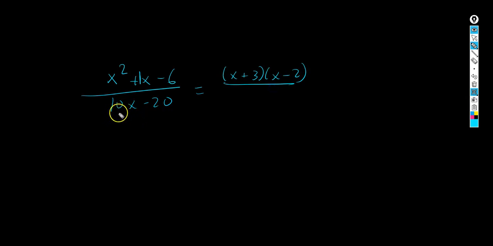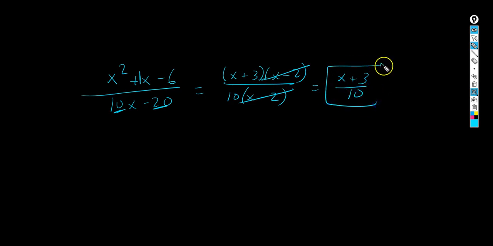And here I can see that these have a 10 in common. So I'll factor it out. And now that I have a product in numerator and denominator, I can make that cancellation. And now there's nothing more to be done. That is the lowest form. Okay. Let's have a look at something like this.